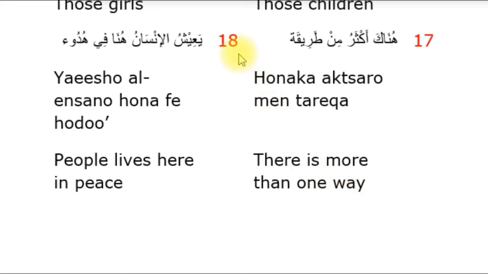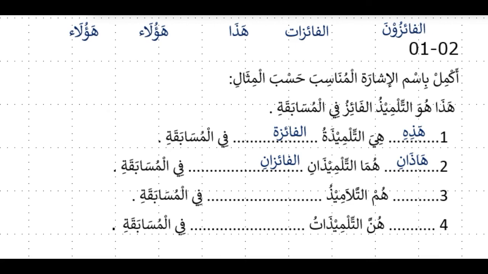18. يعيش الإنسان هنا في هدوء. يعيش إنسان هنا في هدوء. يعيش, lives, إنسان, people, هنا, here, هدوء, peace. ثلاثة، هم, they, تلاميذ, male students.